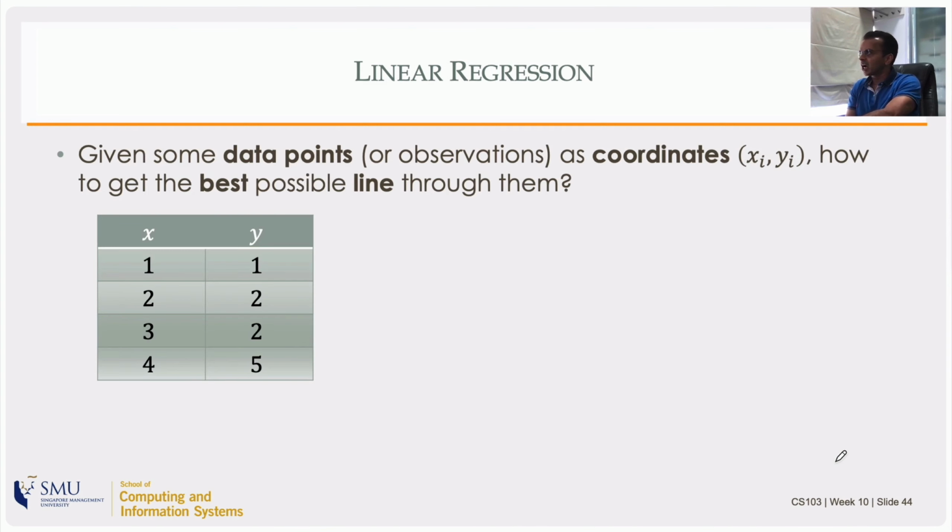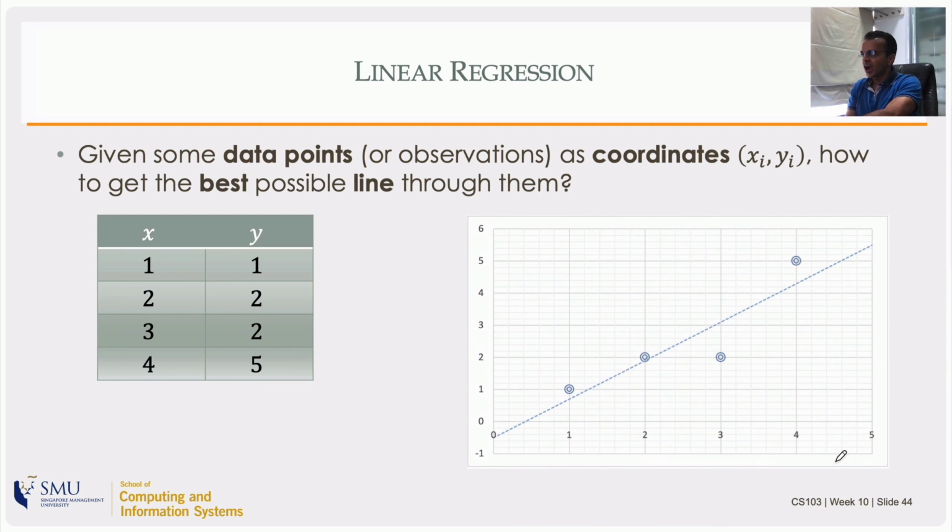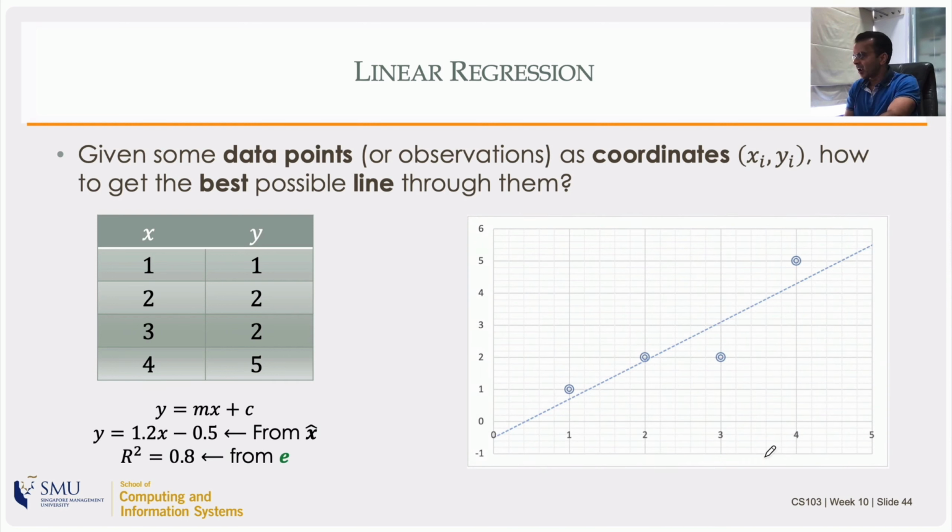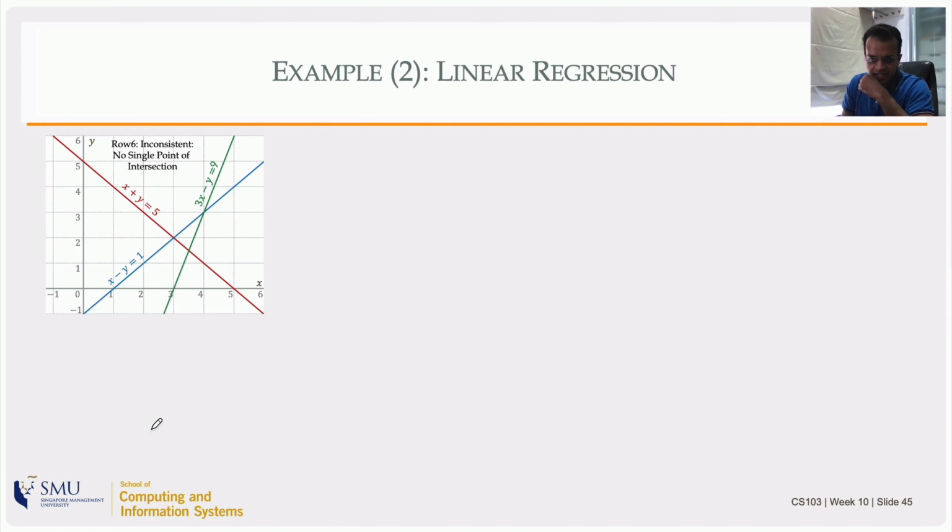Given some data points as coordinates, to get the best possible line through them, you get m hat and c hat, the best values for the variables m and c in the system of linear equations, and that gives you an equation, which is the best possible line. Even the coefficient of determination is given by the error vector, the green E vector, because it shows the difference between the projection and the original constants vector, which gives an indication of how good your fit is. That was the first example.